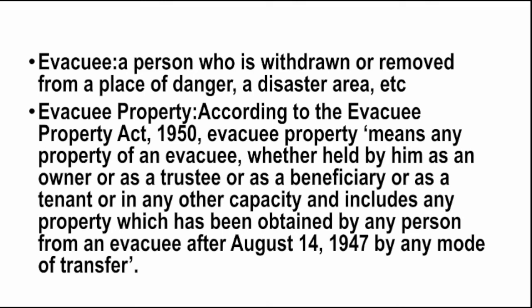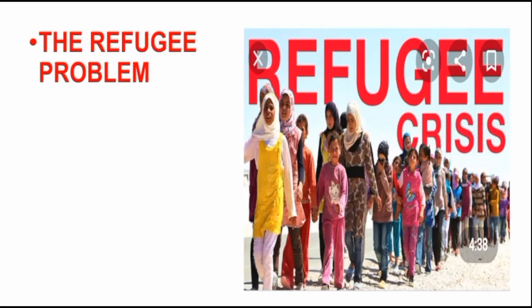The government of India made it clear that those people who had come to India from East Pakistan or West Pakistan after August 14, 1947 would be given the properties of those people who had gone to East Pakistan or West Pakistan. This was called the Evacuee Property Act. Now let us discuss the topic of this module. In today's module, we will discuss the refugee problem.